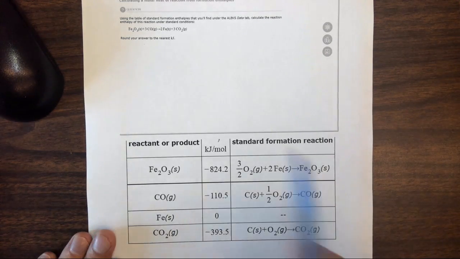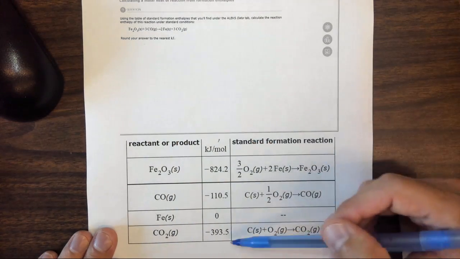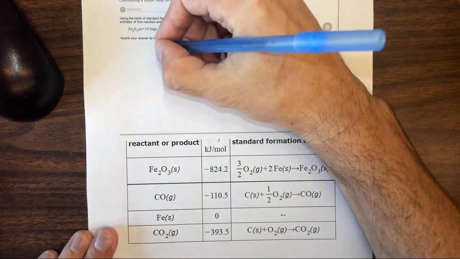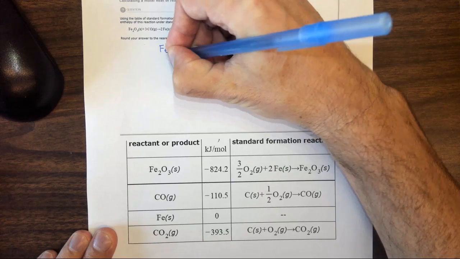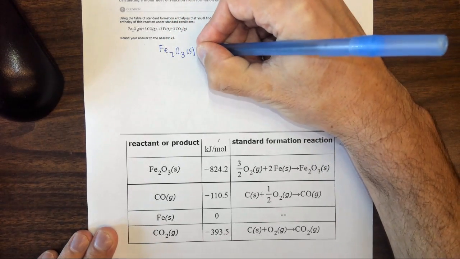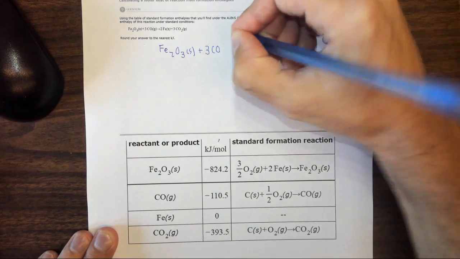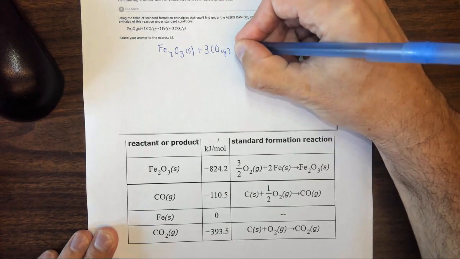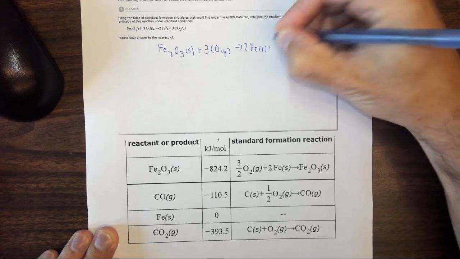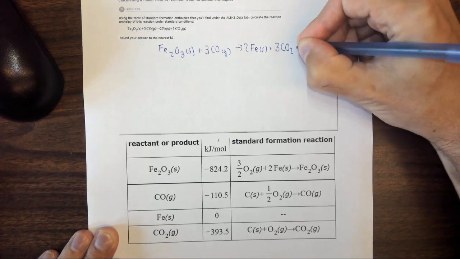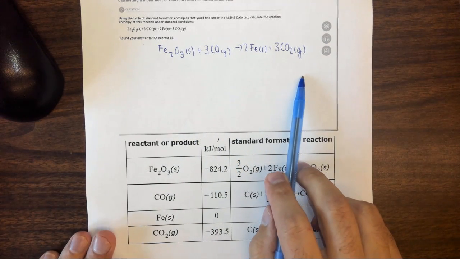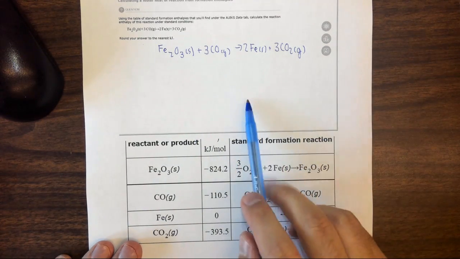In this question, we're given a chemical reaction, and we're given the enthalpies of formation of all of the things in the chemical reaction. So the chemical reaction is Fe2O3, solid, iron(III) oxide, commonly referred to as rust, plus 3 carbon monoxide, gas, yields 2 iron, solid, plus 3 CO2, gas. So this is the chemical reaction. And we want to know the delta H, the enthalpy of this reaction.